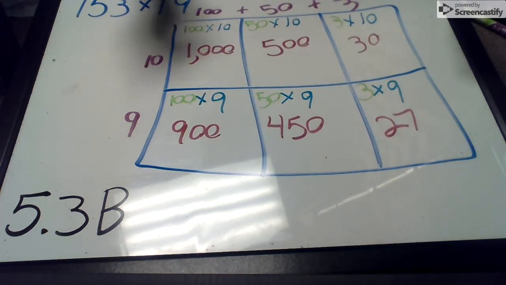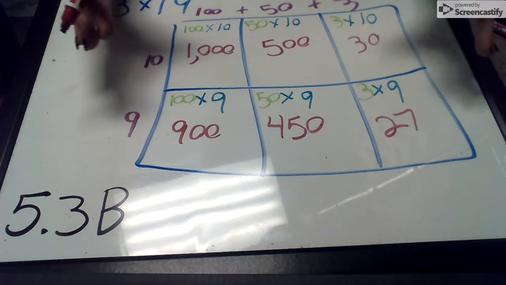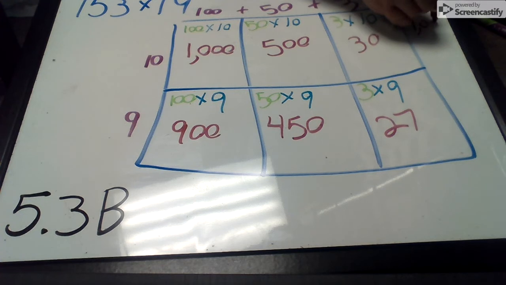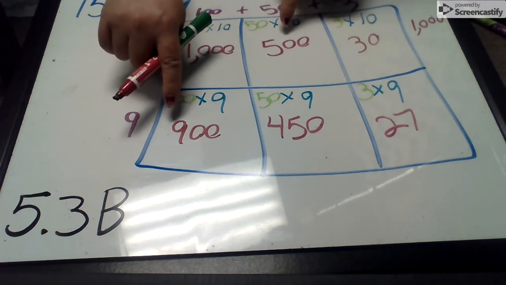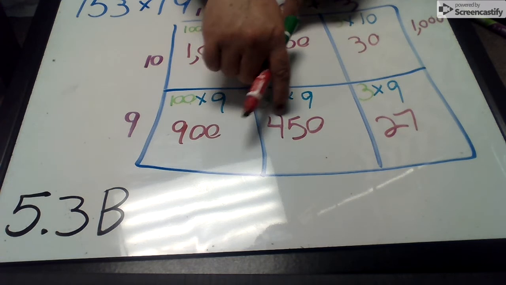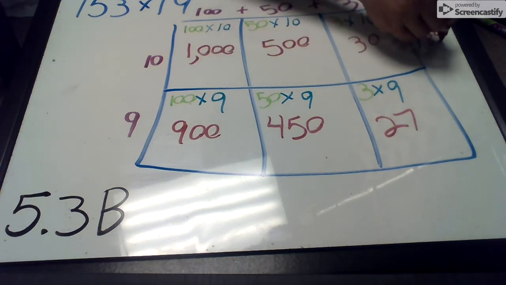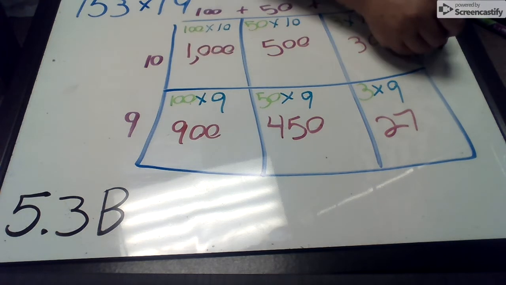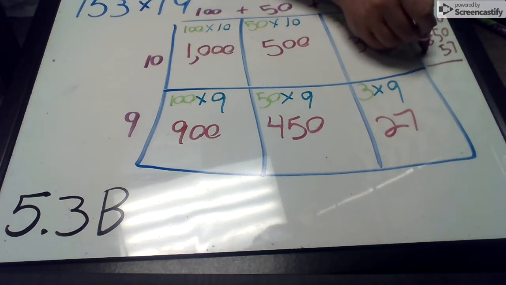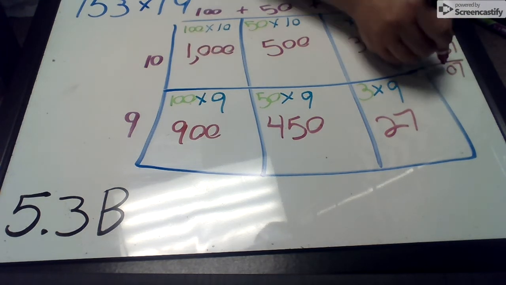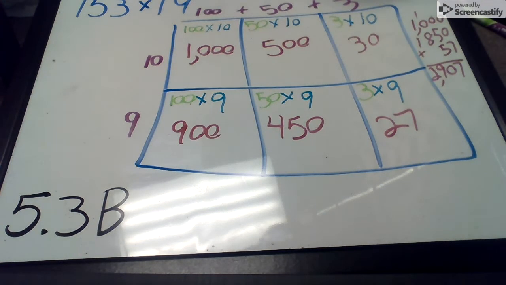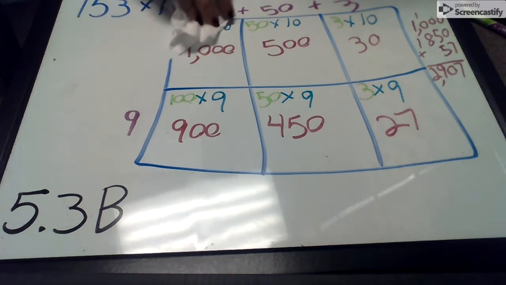Now I'm going to add these across, or I can take them as I see them here. Take the thousands. There's 1,000 plus 900 plus 500. That's 1,400 plus 450. That's 1,850. And then 30 plus 27 is 57. Add those up. 2,907. And the last one we're going to do is the standard algorithm.